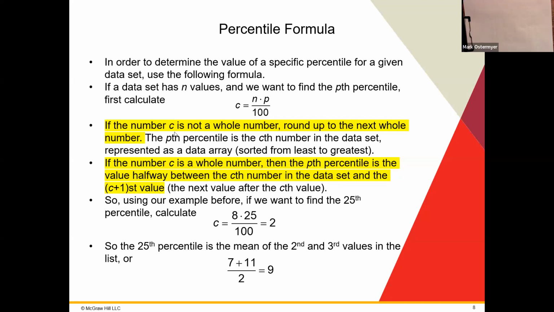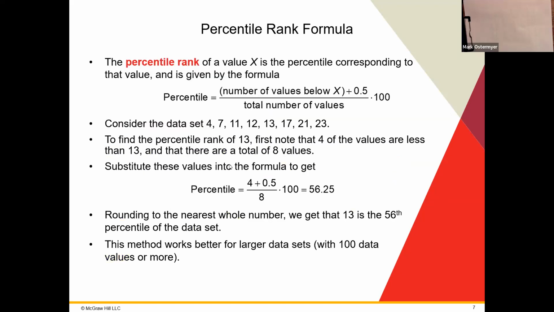So again, if C is a decimal, we round up. And the pth percentile then will be the cth number in the data set. If C is a whole number, then the pth percentile will be halfway in between the cth number and the C plus 1th number in the data set. So using our example before, if we want to find the 25th percentile for this data set, how would we do it? Well, how many observations are in this data set?